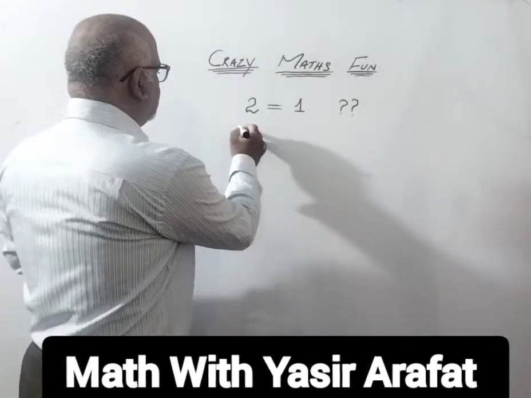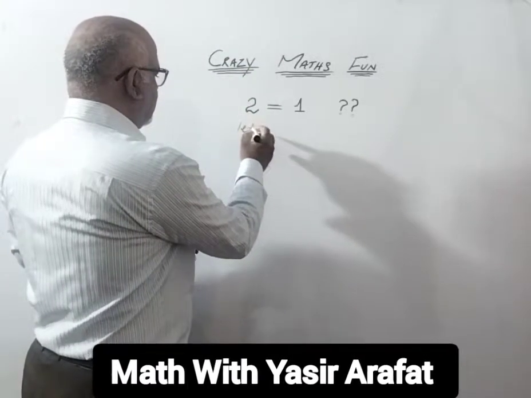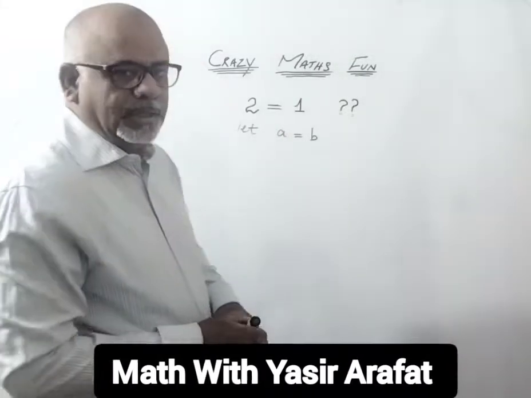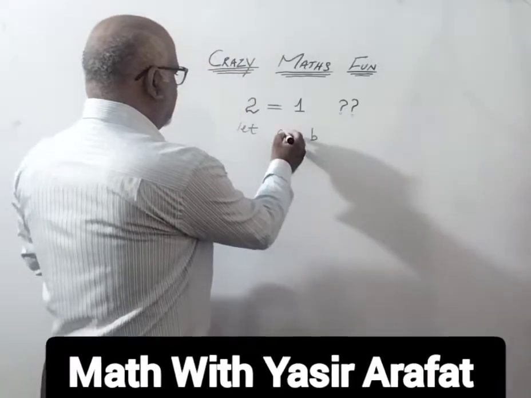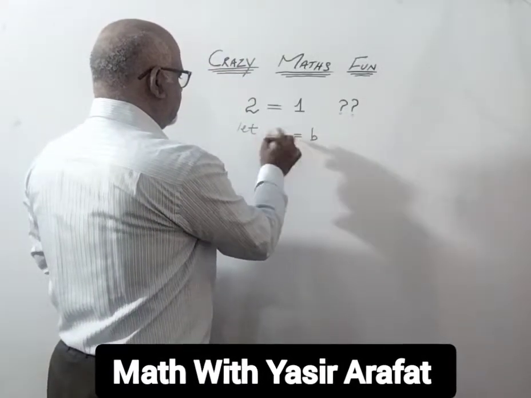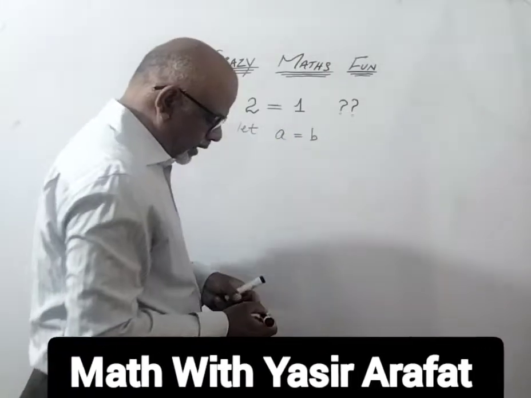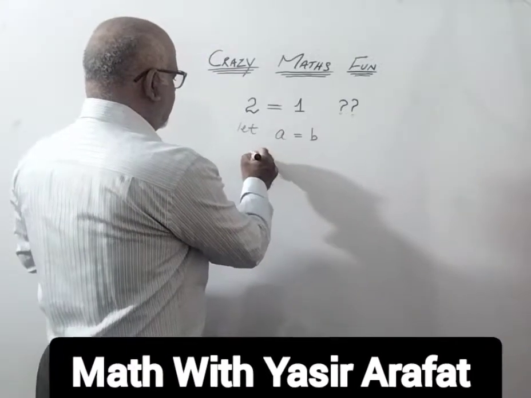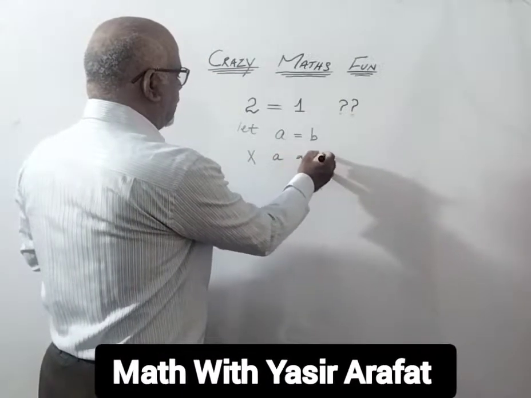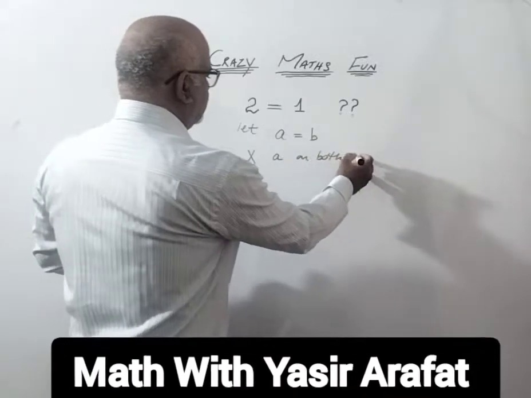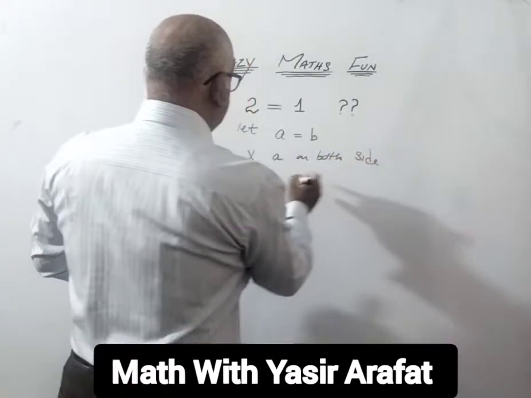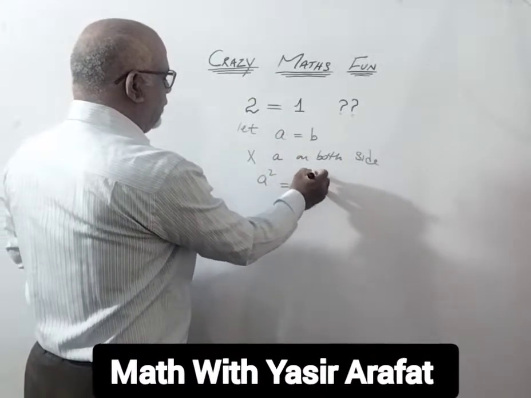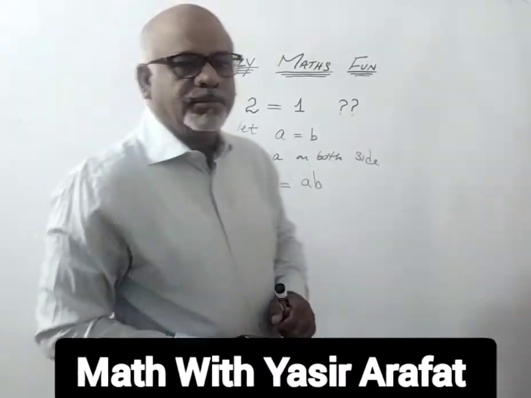Here, let's suppose that A is equal to B. Then we have to multiply A on both sides, that is A multiplied by A, that will be A square, and A multiplied by B, that will be AB.